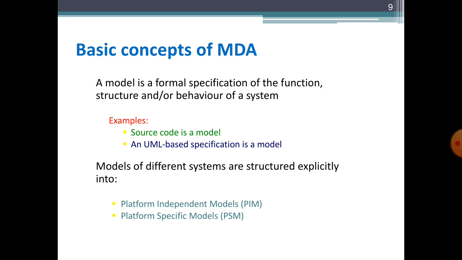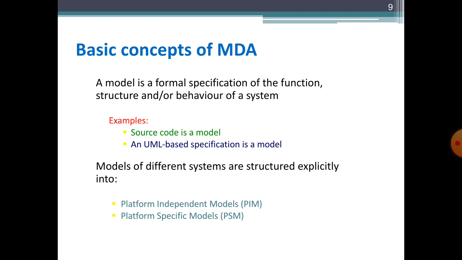So, the basic concepts: what is a model? A model is basically a formal specification of the function, structure or behavior. So that is the proper definition of a model. Source code is a model, and a UML based specification is also a model. These are two examples of models. I don't need to recall the concepts of UML here, because UML has already been discussed in lectures number 5, 6 and 7, and I don't need to discuss these UML based terms again and again in coming lectures. So source code is a type of model, and a UML based specification is also one kind of model.